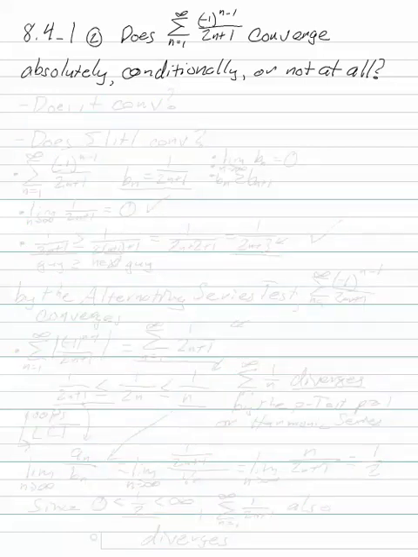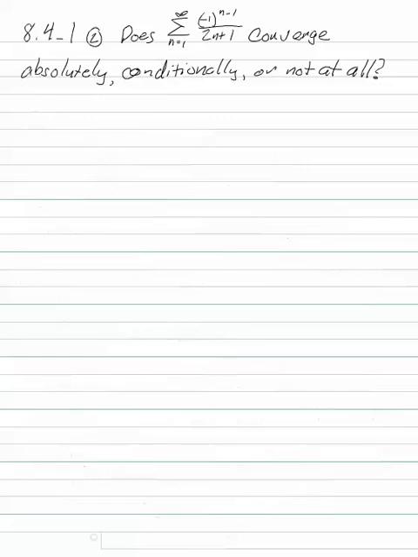Okay, here's question 2 from 8.4, the first worksheet. It asks, does the series (-1)^(n-1) over 2n plus 1 converge absolutely, conditionally, or not at all? So it's really asking two basic questions. Does it converge, which we would have to answer on its own.